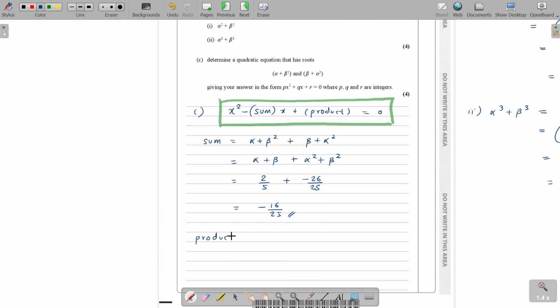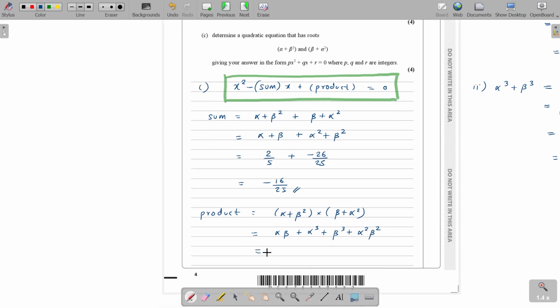Sum of roots, product. Product means where you multiply alpha plus beta square by beta plus alpha square, right? So this is the product. Multiply alpha into beta is alpha beta. Alpha into alpha square is alpha cube. Beta square into beta is beta cube. Next one, beta square, alpha square, or you can say alpha square, beta square. Are you with me? So here I have alpha beta plus alpha cube plus beta cube, and this is alpha square, beta square, which is alpha beta whole thing square. Do you agree with me that it is alpha beta whole thing square?